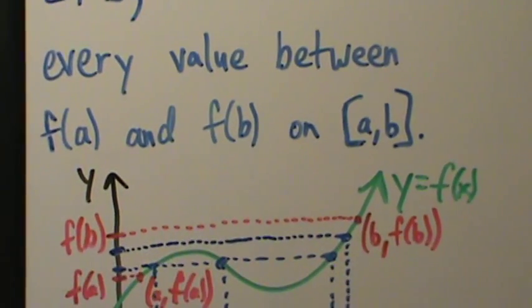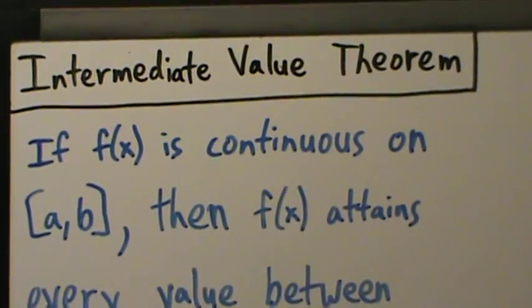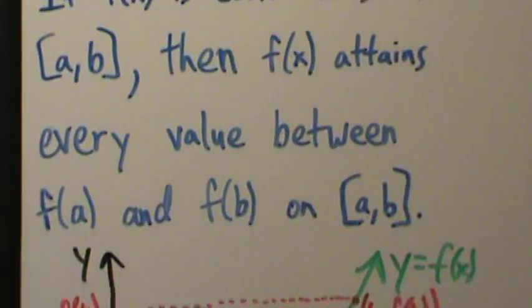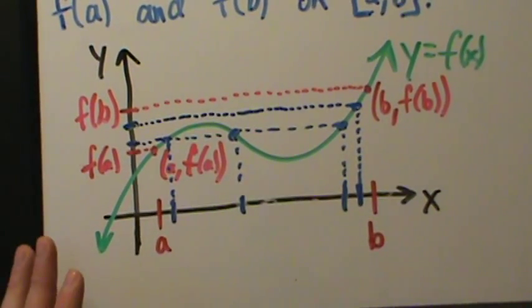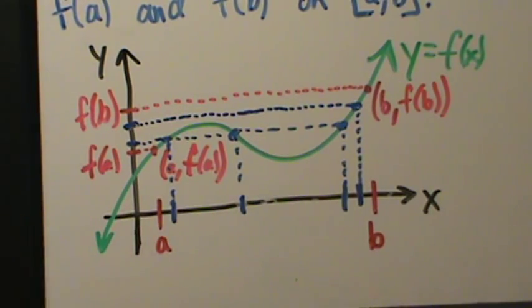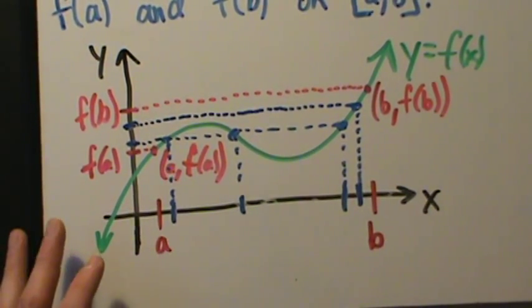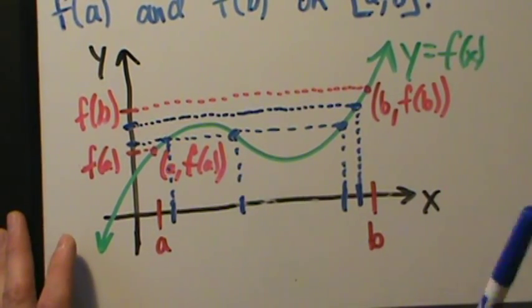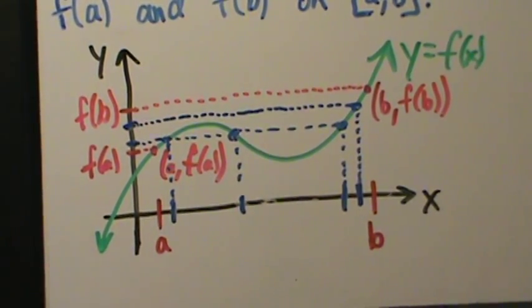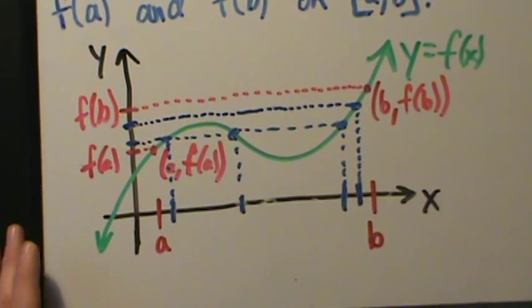So the intermediate value theorem is an example of what's called an existence theorem, because it just tells you that something exists. It doesn't tell you how to find it. It doesn't tell you what it is. It just tells you that at least one of them exists. So it's called an existence theorem for that reason, because it just tells you something exists and not how to find it or what it is.